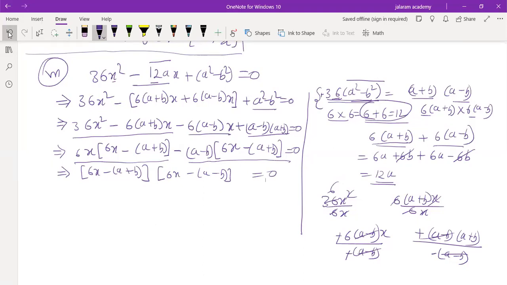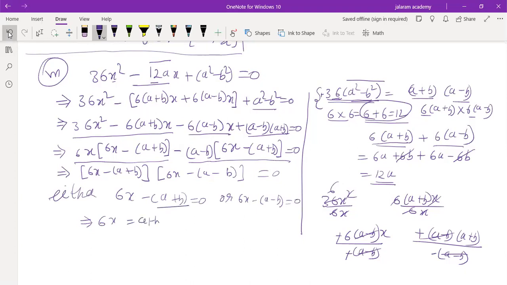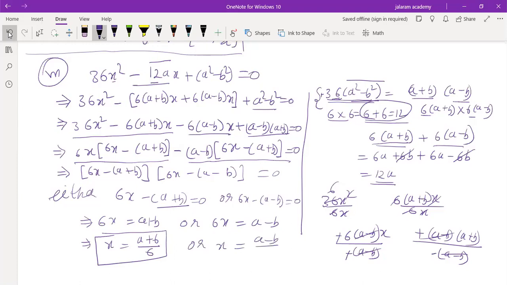Means, first we write either 6x minus a plus b equals 0, as we have to find the value of x only, or the second term is 6x minus a minus b equals 0. It implies, as we have to find the value of x, so when we directly transfer this a plus b, considering it as a single term, 6x equals a plus b, or 6x equals a minus b. It implies x equals a plus b upon 6. We have to find the value of x only, not any other. x equals a minus b upon 6. Okay.